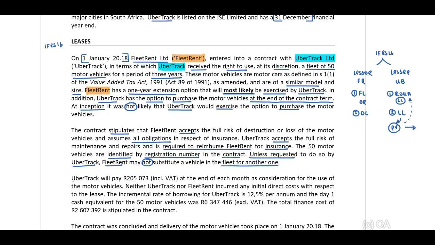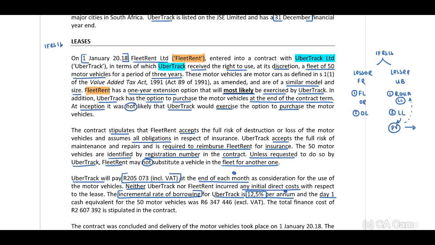UberTrack will pay 205,073 including VAT at the end of each month as consideration for the use of the motor vehicles. Neither UberTrack nor Fleet Rent incurred any initial direct costs with respect to the lease. The incremental rate of borrowings for UberTrack is 12.5% per annum. Guys, look at this. Our payments will be monthly, but we have a per annum rate. Remember, if you need to determine your present value, your rate should be per month as well.